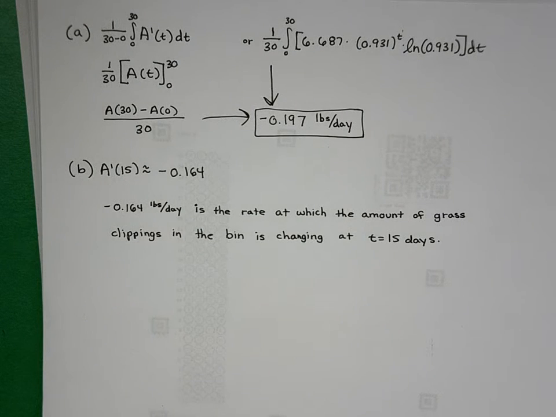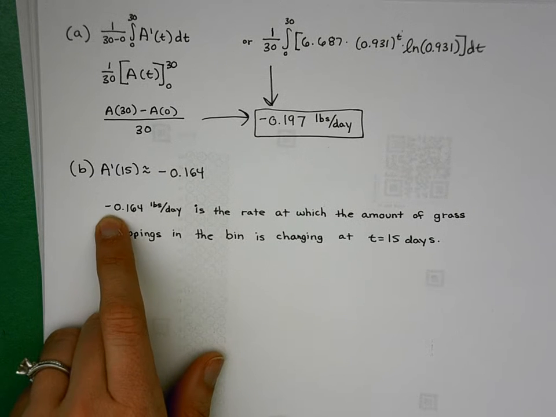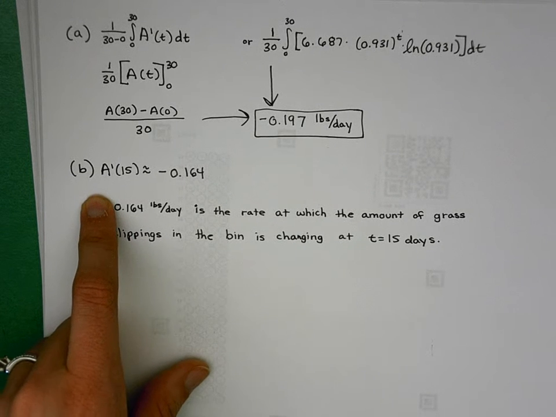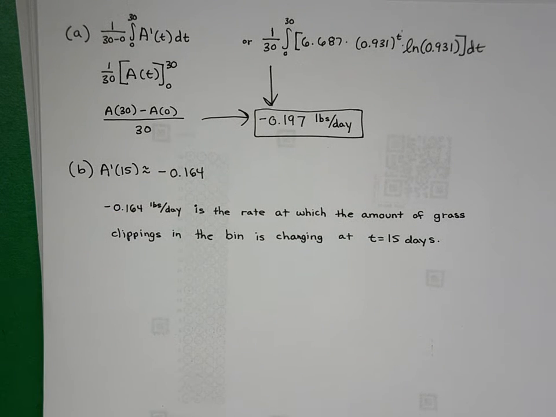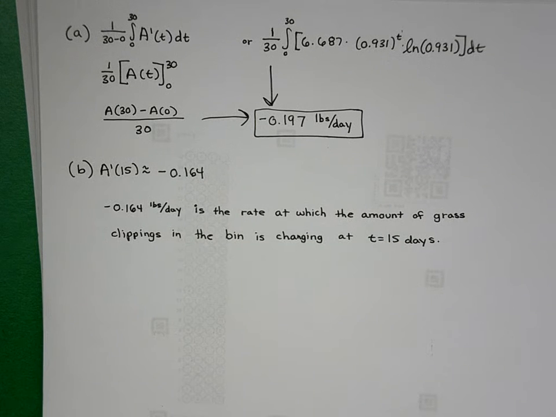You also could talk about the amount of grass clippings decreasing or decomposing, although if you do that, make sure you don't include the negative. That would be 0.164 pounds per day is the rate at which the amount of grass clippings in the bin is decreasing, since decreasing implies that negative idea.